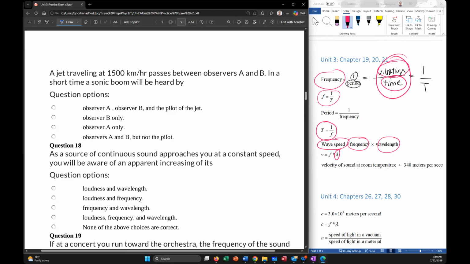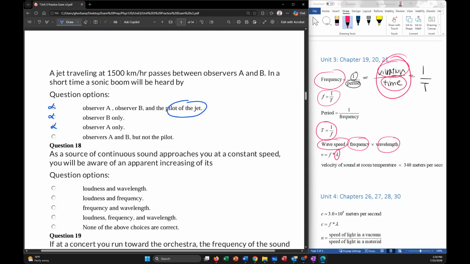Question number 17. A jet traveling at 1500 kilometers per hour passes between observers A and B. In a short time, a sonic boom will be heard by observer A, observer B, and the pilot of the jet. Definitely the pilot of the jet cannot hear the sonic boom. The pilot is the one who is moving with the airplane. Yes? Good. So this is going to be wrong. Observer B, no. Both observers will hear that.